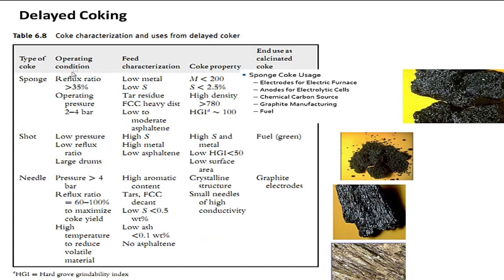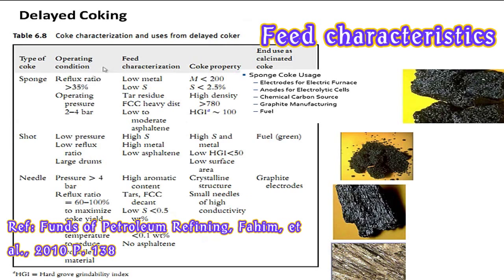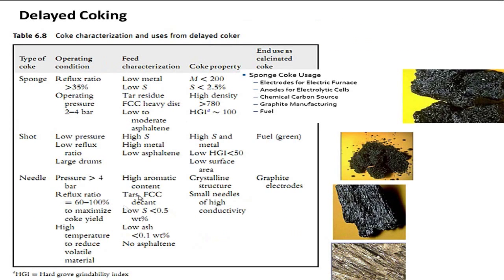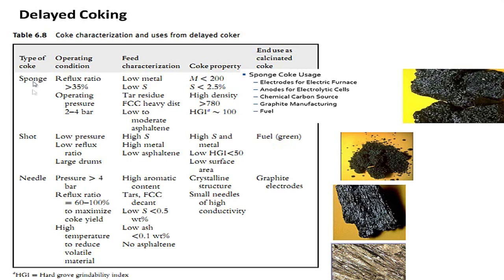Well, operating condition and the feed characterization will produce different kinds of coke. Coke types sponge, shot, and needle could be produced based on the different conditions here. Shot type is the one with the highest sulfur content, and shot and sponge ones can be further used as a fuel source, while the sponge and needle types are good for the electrode.